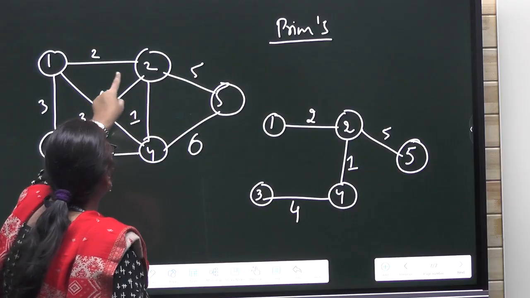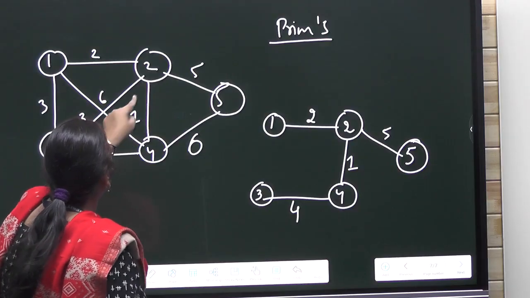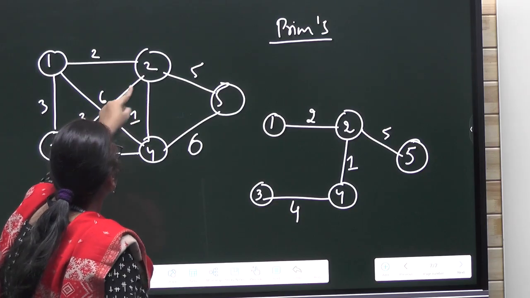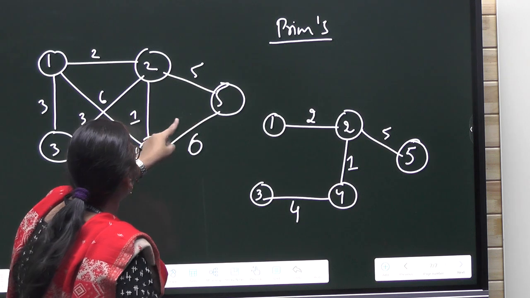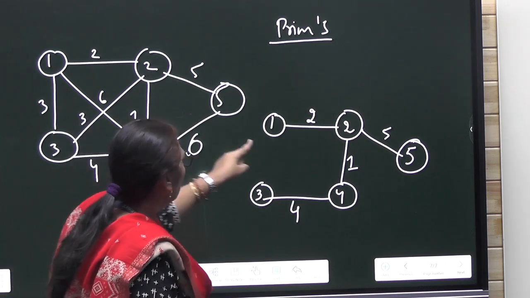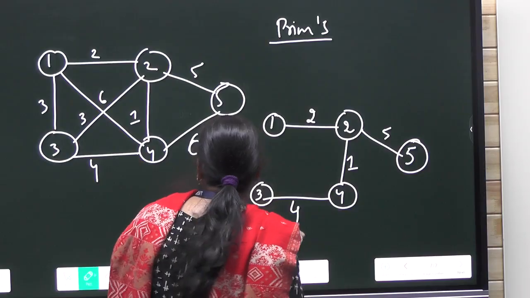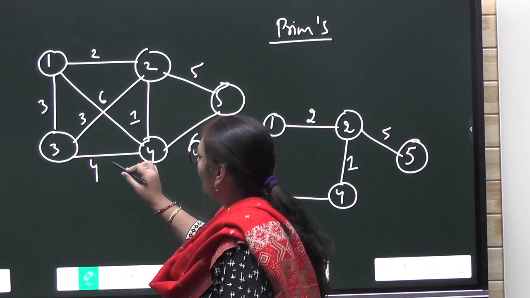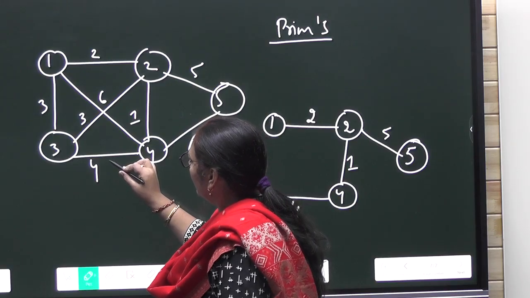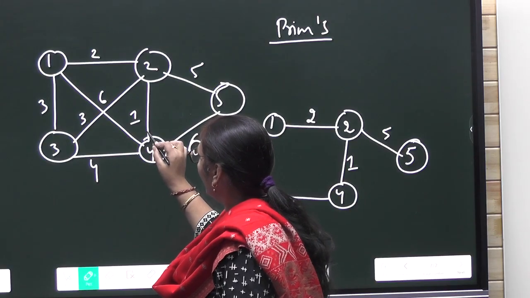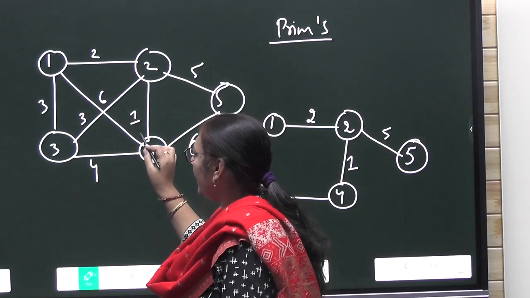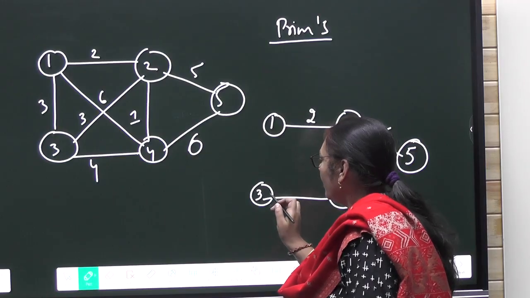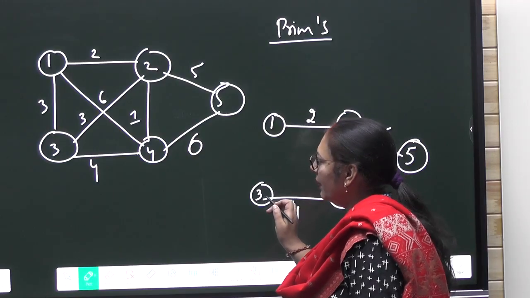Next is this edge, vertex 2. From 2 I have edges with values 2, 3, 1, 5. So which one is the minimum? That is the 1. So we have taken 1. Next is the 4. From 4 we have 4, 6, 1, 6. 1 has already gone, so we will take the 4. Okay. So that is giving me the vertex number 3.